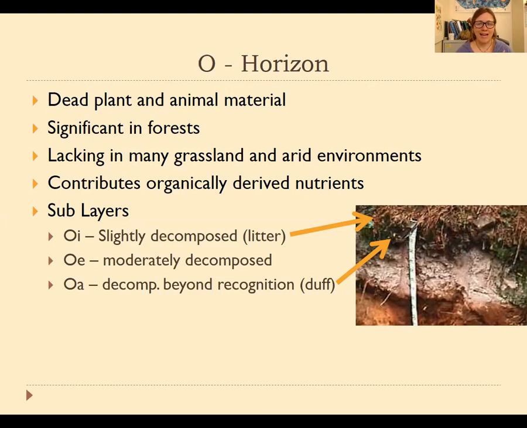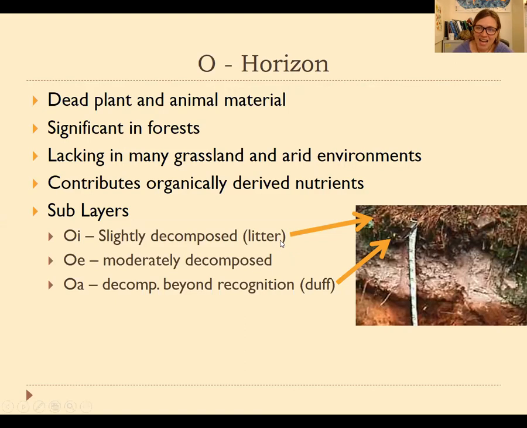This is lacking in many arid environments and also lacking in lots of grassland environments, where the grass really forms a layer that covers all the surface of the soil, and there's not a lot of continued other organic material falling from above that gets in contact with the soil surface. So this contributes to a lot of organically derived nutrients in the soil. The nutrients in this essential compost pile on top of the soil will start to break down, and then they'll start to leach or kind of drain down into the A horizon and the other horizons below.